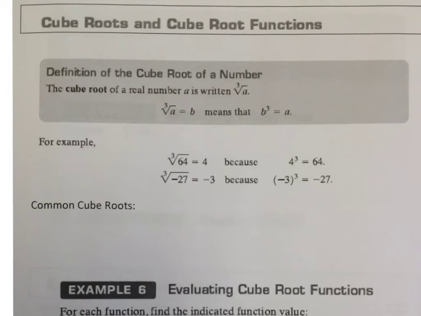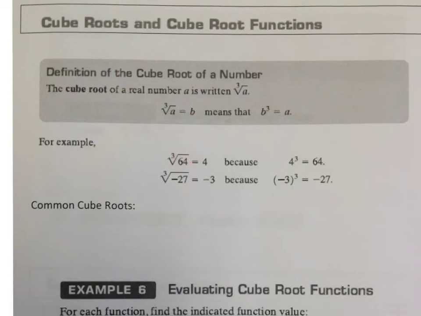Remember, cubed is something multiplied by itself 3 times. It's a little different than square root. Most of us know our square roots, our numbers that are perfect squares. Most of us don't know the numbers that are perfect cubes. And so below here, after I go through this example, we're going to do common cube root numbers. And so let's look at the example.